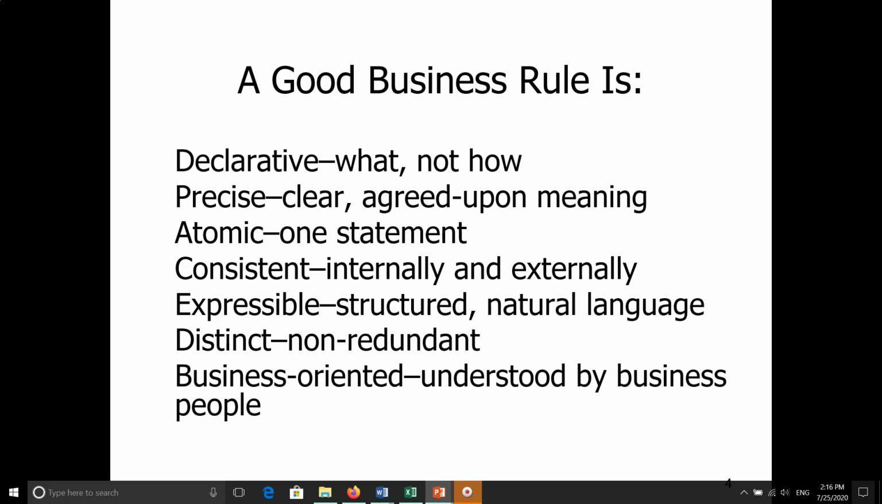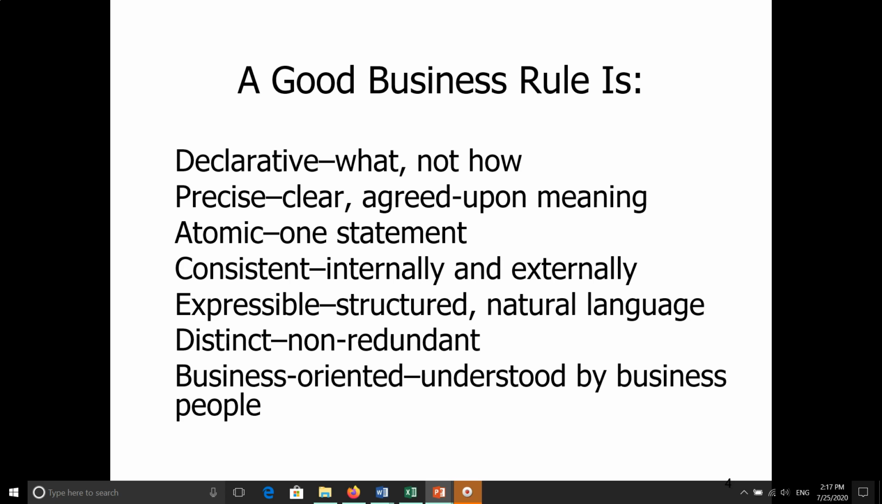One is the purchasing order must be authorized by the department head. The other rule is the department head is elected by the department members. So you have to make sure that there is only one rule in each business rule. They have to be consistent both internally within the organization and externally, which means it has to be consistent with other business rules. They have to be consistent with the law, right?